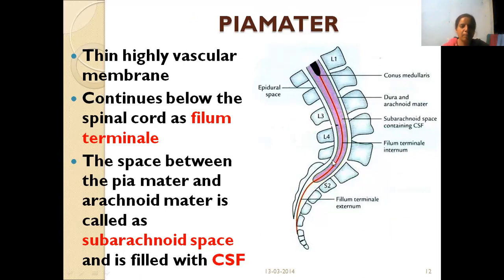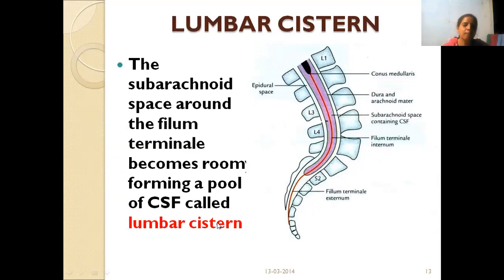Okay, the space between the arachnoid and pia mater, I already told you, is the subarachnoid space, which is filled with cerebrospinal fluid. At the level of the terminal part of the spinal cord, you will see an enlarged space where a lot of CSF is accommodated. A cistern means a space, an elongated area where you have a lot of CSF. So this area is showing the subarachnoid space around the filum terminale. It becomes roomy and has a lot of CSF. Hence, this area is called the lumbar cistern.